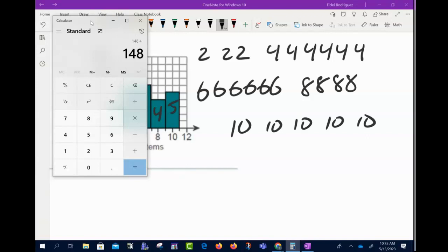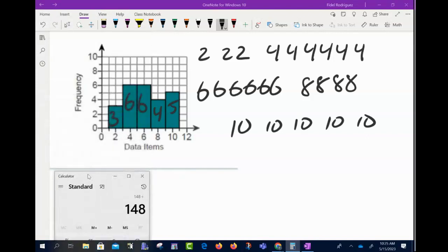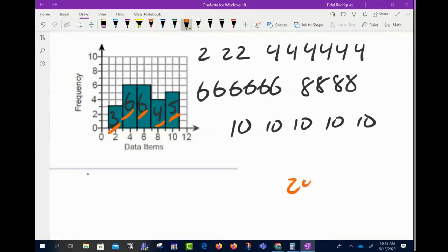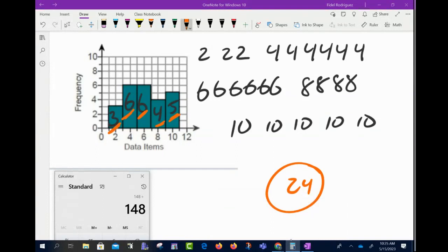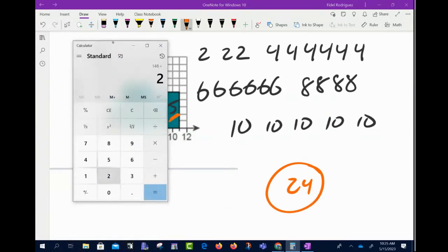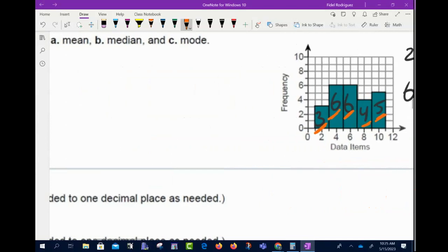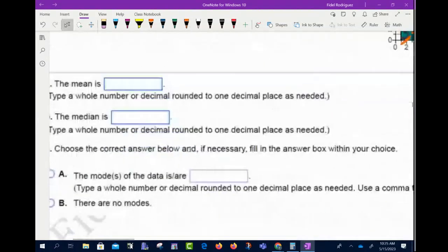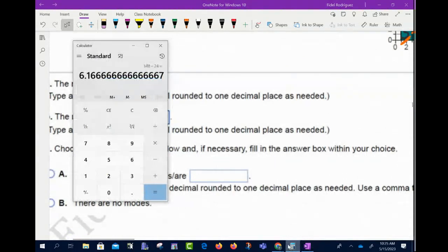Okay, now I got to divide by how many numbers did we have? If we want to figure out how many numbers we had, there are a couple of ways. You can count like that, or you can say, look, 3 and 6 is 9, and 6 is 15, and 4 is 19, and another 5 is 24. So let's take 148 and divide it by 24, and I'm coming up with 6.16. And it's telling me to round to how many decimal places? One decimal place. So look, y'all.